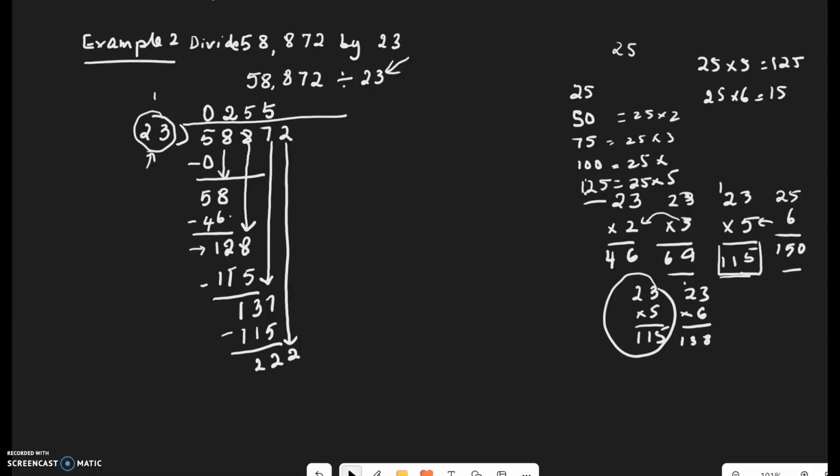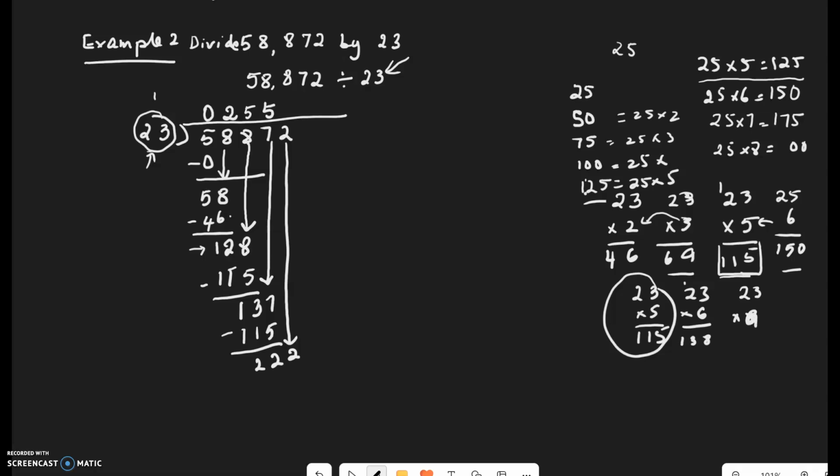Bring the next digit down. How many times does 23 go into 222? So let's see. Let's look at the 25 times table. 25 times 5 is 125. 25 times 6 is 150. 25 times 7, we add another quarter, that's 175. 25 times 8 is 200. So let's try 23 times 8 because 200 is close to 222.